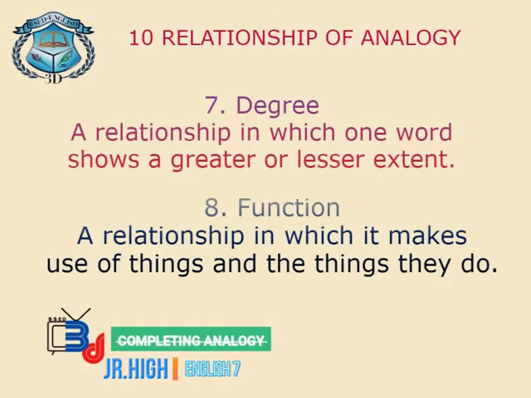The seventh type of relationship of analogy is called degree, a relationship in which one word shows a greater or lesser extent. The eighth type is called function, a relationship in which it makes use of things and the things they do.